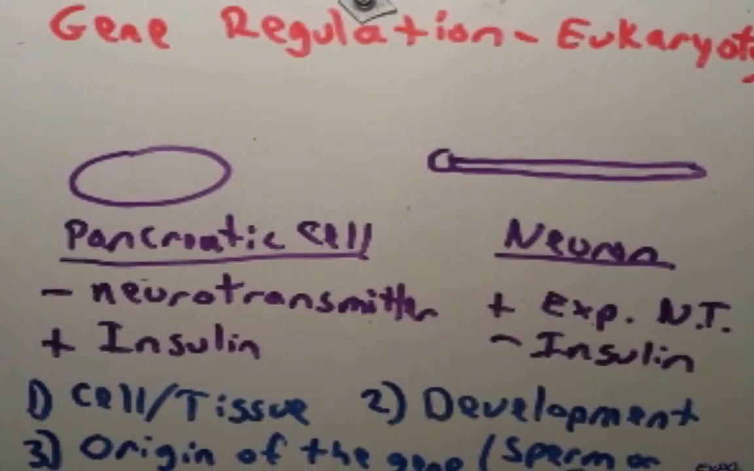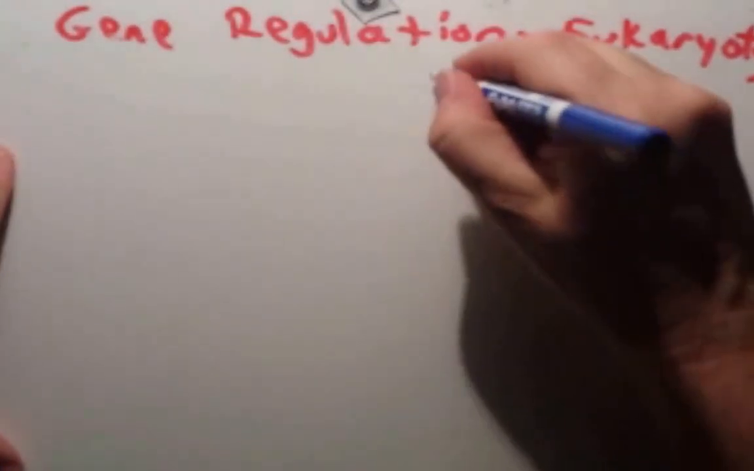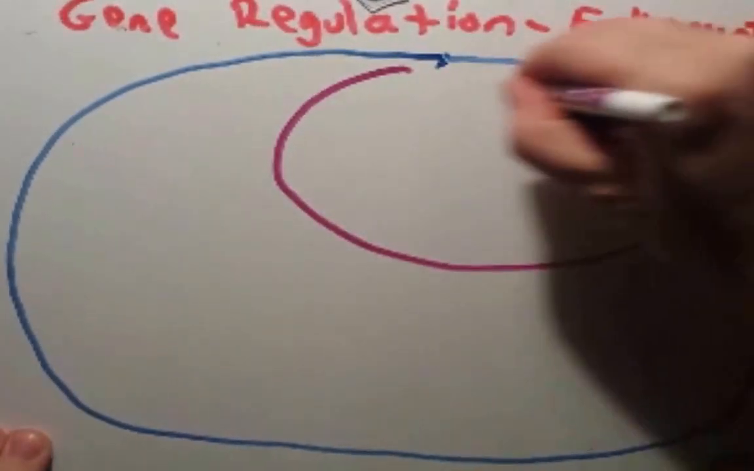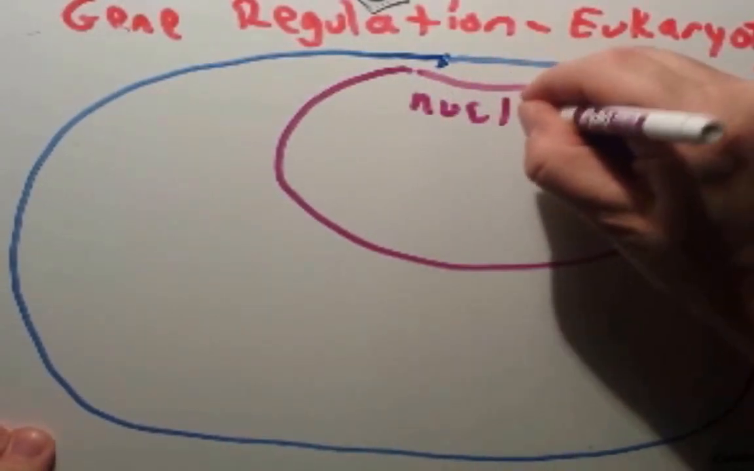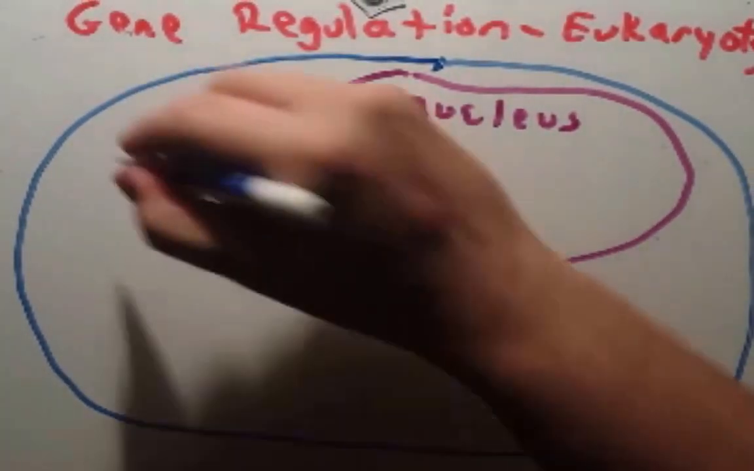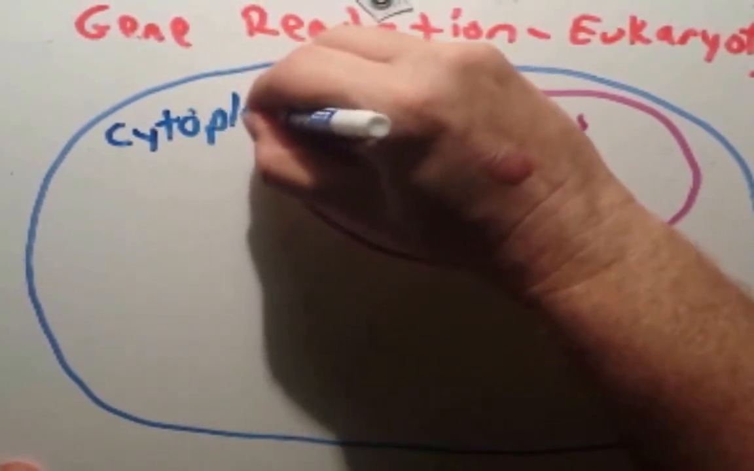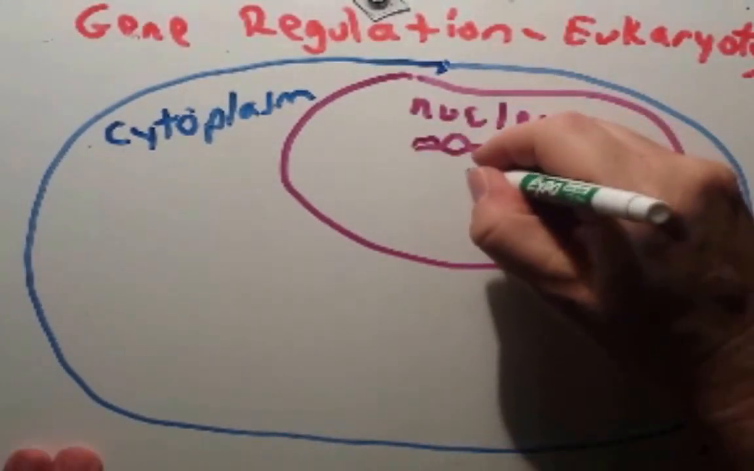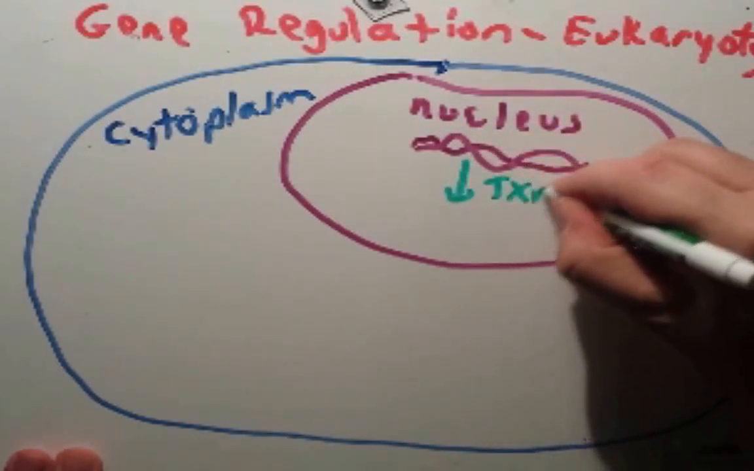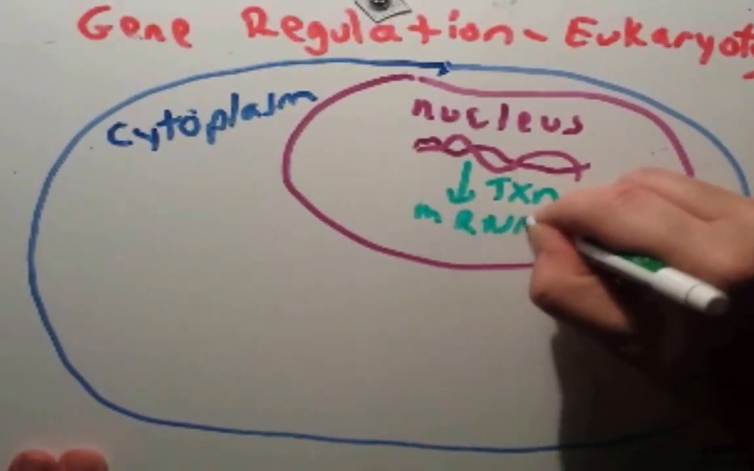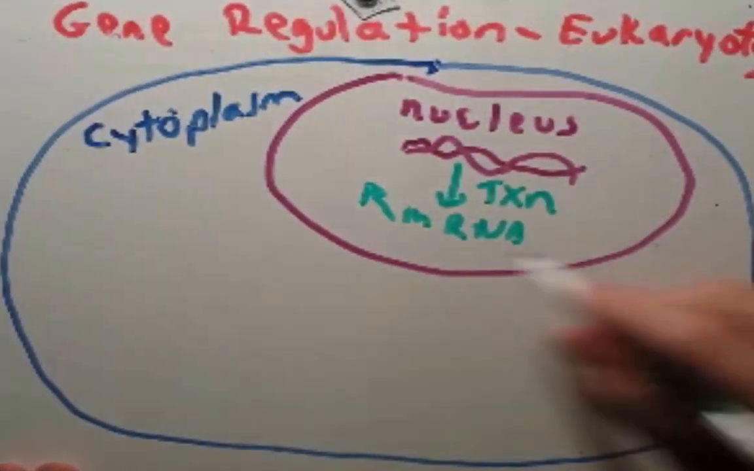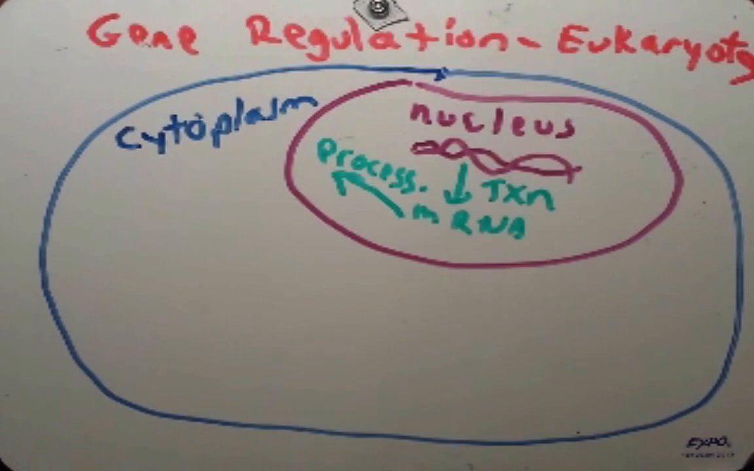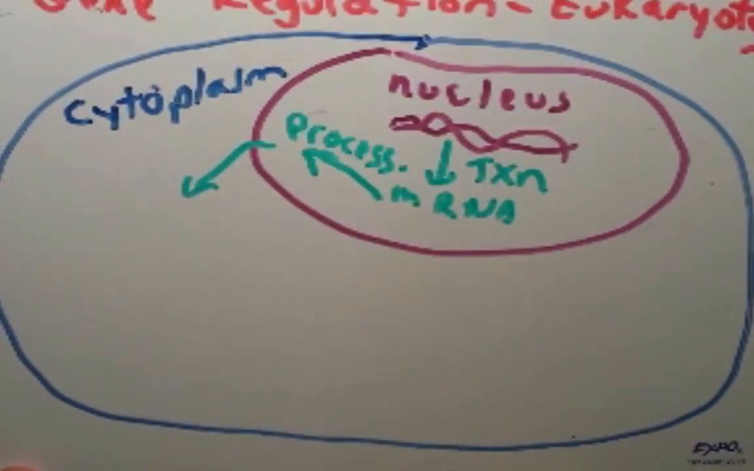So let's talk about some general ways that eukaryotes can regulate their gene expression. Let's draw a big eukaryotic cell here. Remember, in eukaryotes we have a nucleus, so let's draw a big nucleus here. And over here we'll have our cytoplasm, of course. Remember, in this nucleus we have our DNA, and this DNA is transcribed just like we saw in bacteria, and we get our messenger RNA. Then this messenger RNA, before it is released into the cytoplasm, has to be processed into this mature messenger RNA, and then this mature messenger RNA leaves the nucleus into the cytoplasm.